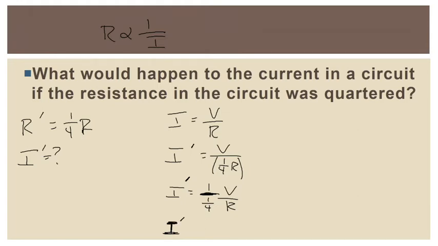if you pull the 1 out of the numerator, because then here you have 1 divided by 1/4, and that's 4. And of course, V over R is our original current I, and so we have the current quadrupling here. Again, whatever happens to the resistance, effectively the opposite happens to the current because they're inversely proportional.